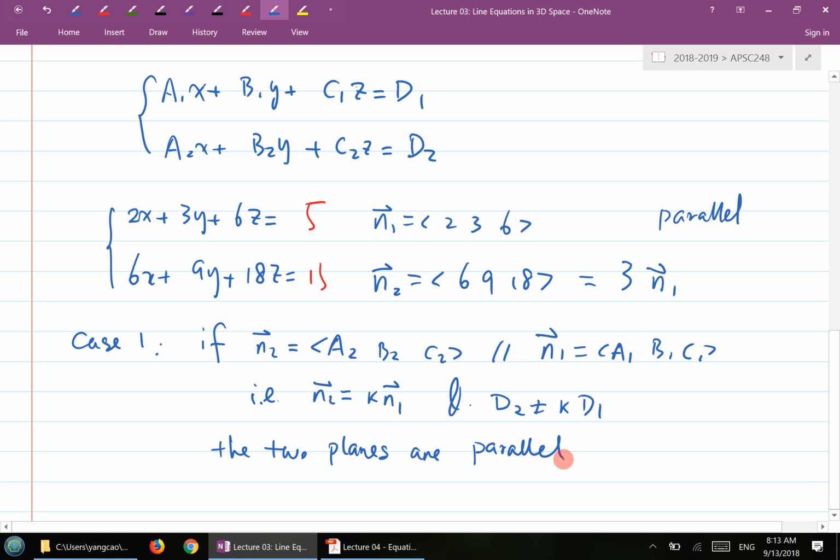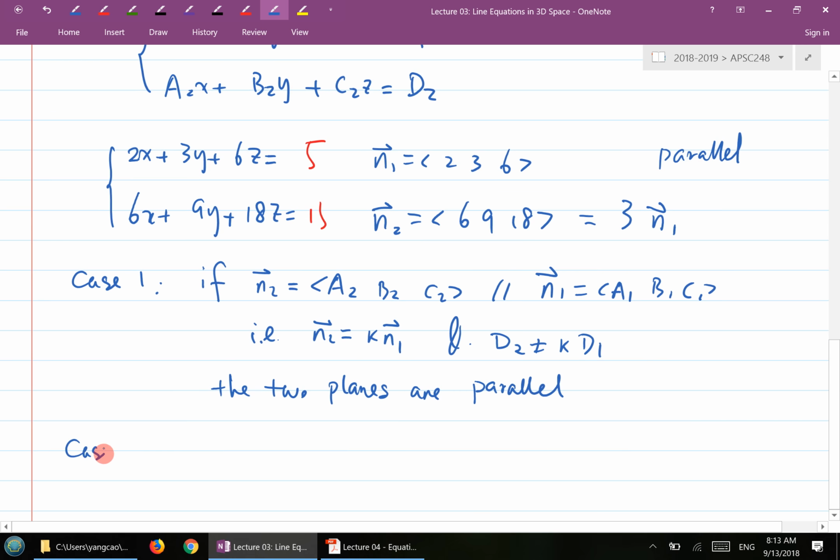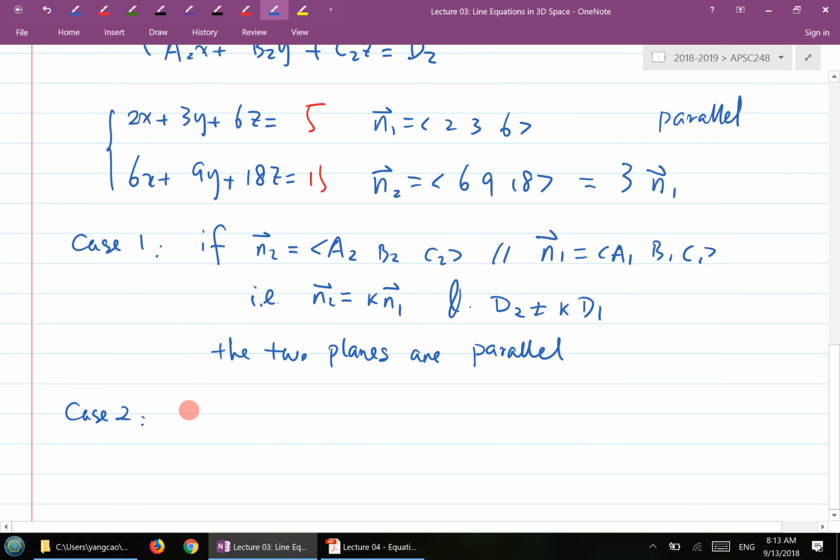Is that clear? And then the second case, the other special case, is if n2 is a multiple of n1 and also d2 is the same multiple of d1, then you get the same plane basically.